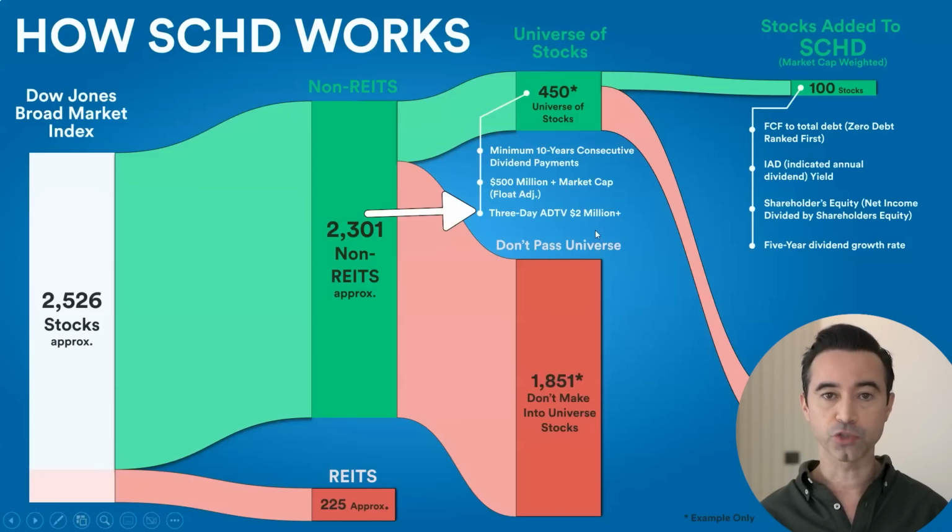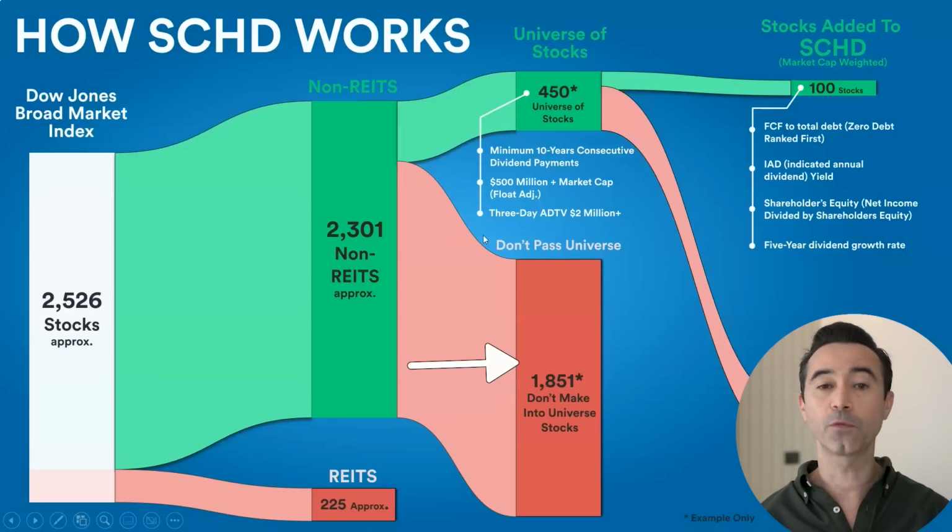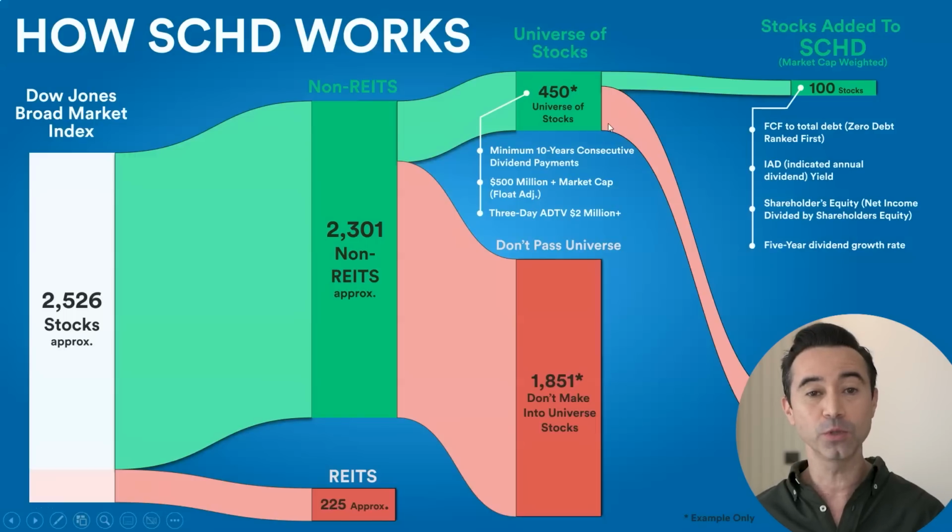3-month average daily trade volume of 2 million plus. That's just saying how many shares are trading on the exchange. So 1,851 stocks do not pass this test. They don't even make it in. You only have around, let's say, 450. Now, I'm doing approximations here, but I think it's probably close to this amount. So let's say there are only 450 stocks left after you get your universe of stocks.